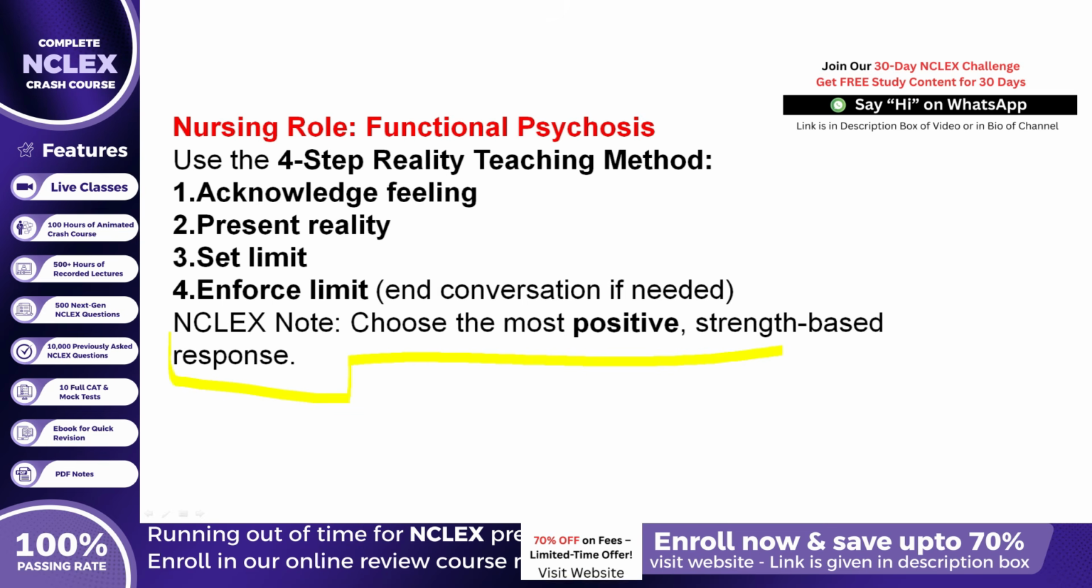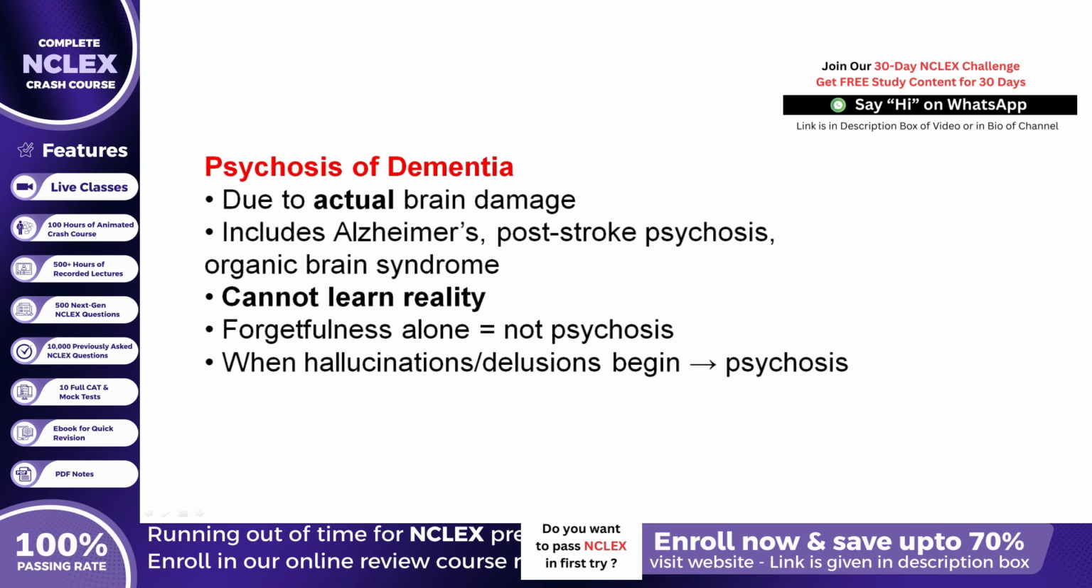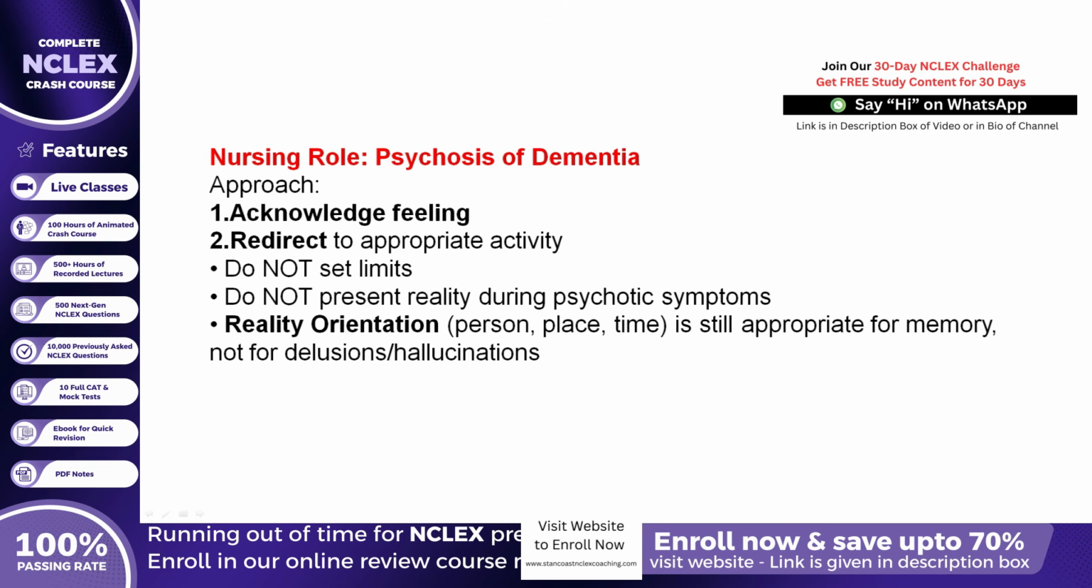As we begin this topic, psychosis of dementia occurs due to actual brain damage. It includes conditions such as Alzheimer's, post-stroke psychosis, and organic brain syndrome. Because of this damage, the individual cannot learn reality. It is important to remember that forgetfulness alone is not psychosis. However, when hallucinations or delusions begin, that is when psychosis develops.